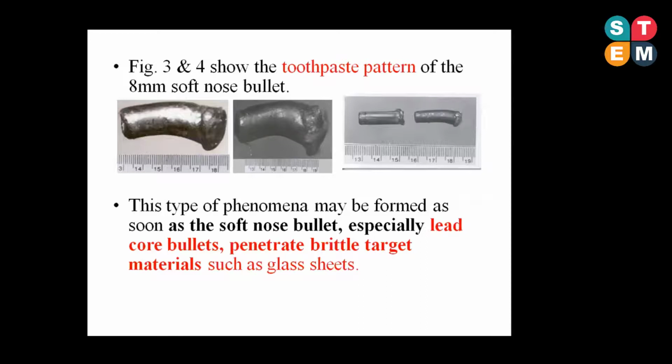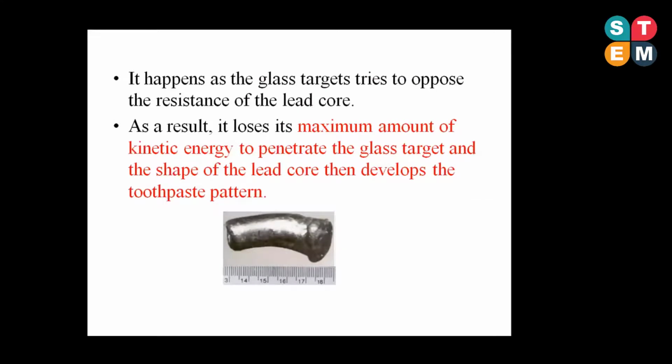So this is a typical phenomenon that happens with an 8 mm sharp nose bullet fired through the .315 sporting rifle. This type of phenomenon may be formed as soon as a sharp nose bullet, especially a lead core bullet, penetrates brittle target material such as glass or bakelite. So mostly with glass, we get this pattern.